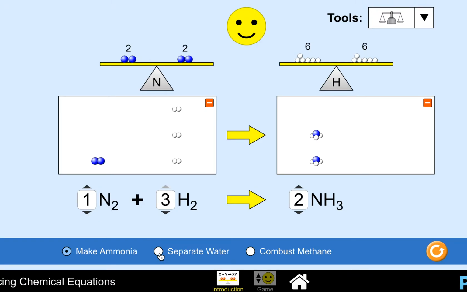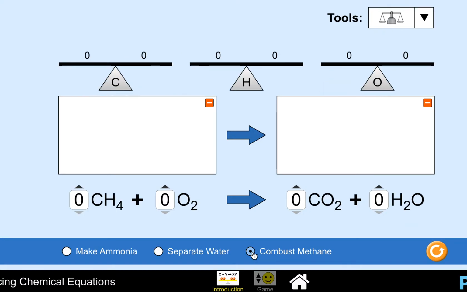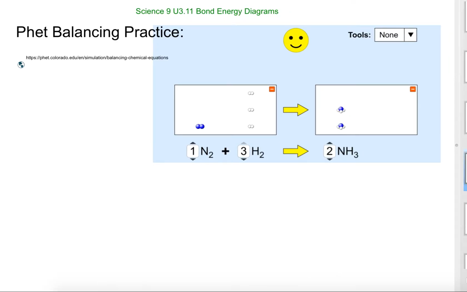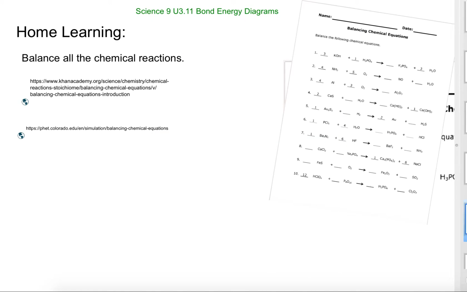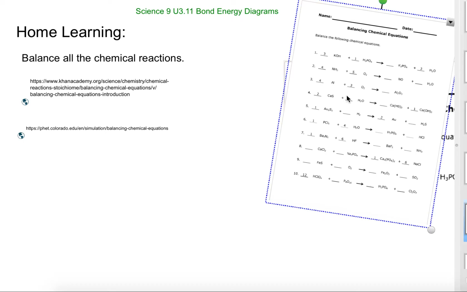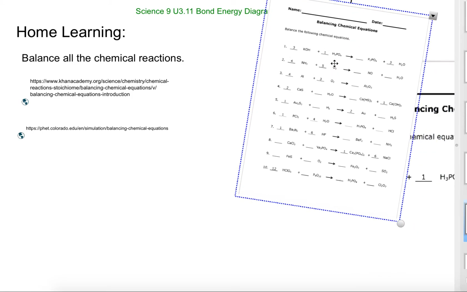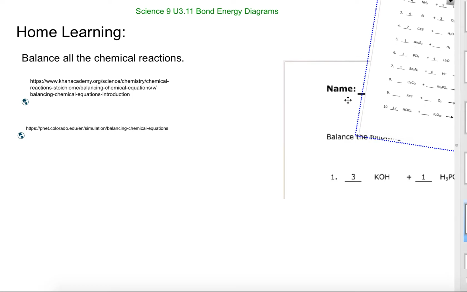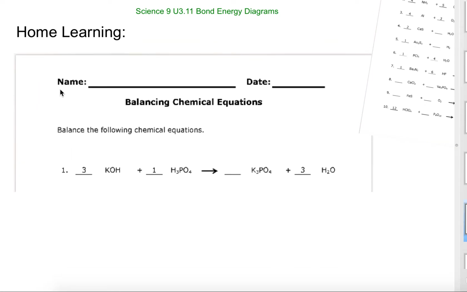right? So try that with the separation of water. Try that with combustion of methane, and see if you can get all the pieces to balance out. When you're done with that, and are a little bit confident in that, your homework is this balancing equation sheet. There's 10 problems of increasing difficulty. I've put in some of the numbers for you to get you started. So let's look at the first one together, and then you're on your own.